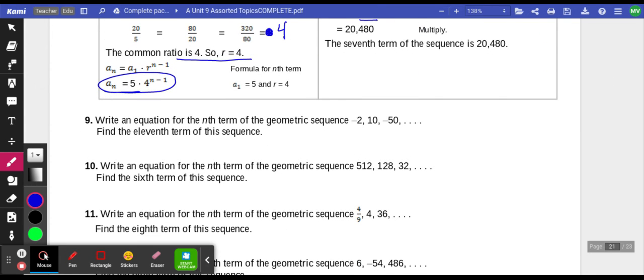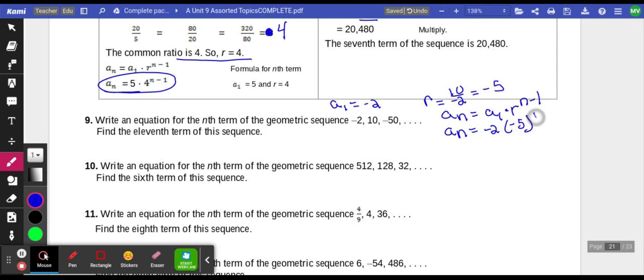Write an equation for the nth term of the geometric sequence. So first of all, a sub 1 equals negative 2. A sub 1 just means the first term. Now I need to find r. To find r, I do the second term divided by the first. So it's 10 divided by negative 2, which gives me negative 5. So my generic formula is a sub n equals a sub 1 times r to the n minus 1. I substitute. It's really, really important that since r is negative, it goes in parentheses to the n minus 1 power. So this is my equation.